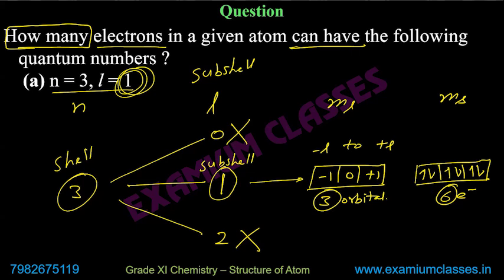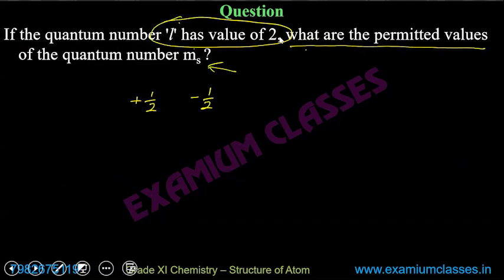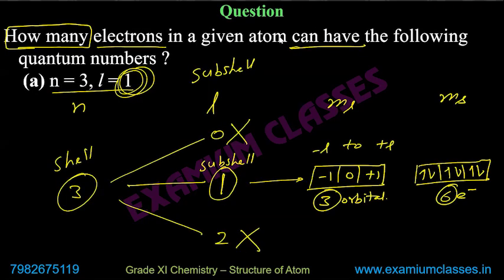So, sir, we have to do this in the notebook. Same logic. Can you solve the previous questions? I got disconnected. The previous question was simple. ms can be only plus half and minus half. Okay, sir, understood.